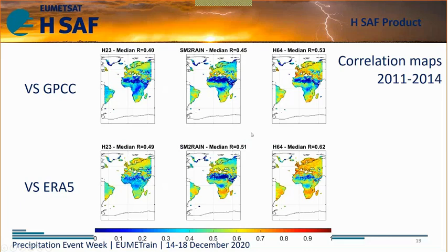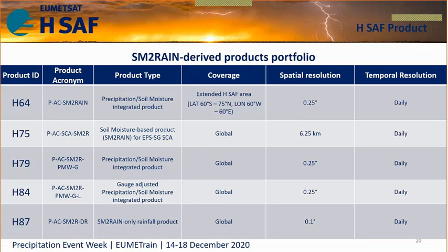Here you can see a similar study carried out over the MSG full disk, in which we can see the same results as I was explaining before. So basically, the integration can provide more reliable information over the study area. Here, compared with the GPCC, which is a dataset obtained through the use of ground observation, and against the ERA5, that is our analysis dataset.